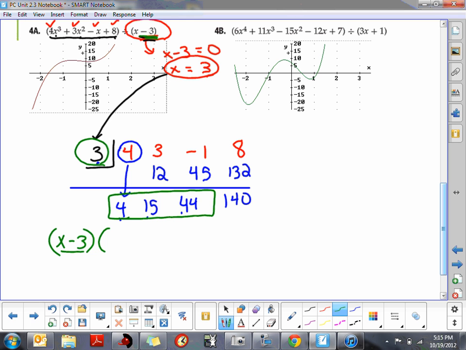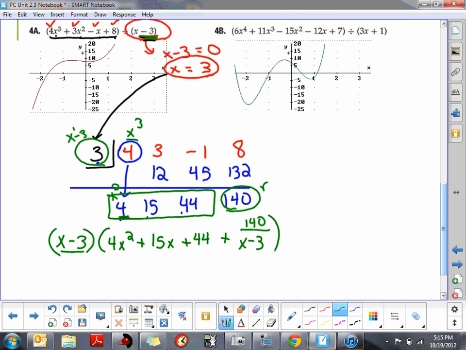Now, depressed means this was x to the 4th, but when we took out a power of x minus 3, we really took out a linear term, then this is going to be a power of x cubed. So this number here will always be 1 power smaller than what you started with. So it'll be 4x squared, then plus 15x, and they're going to go in order now, plus 44, with a remainder of, so plus, this thing here represents our remainder, 140 over our divisor, which was x minus 3, parenthesis.